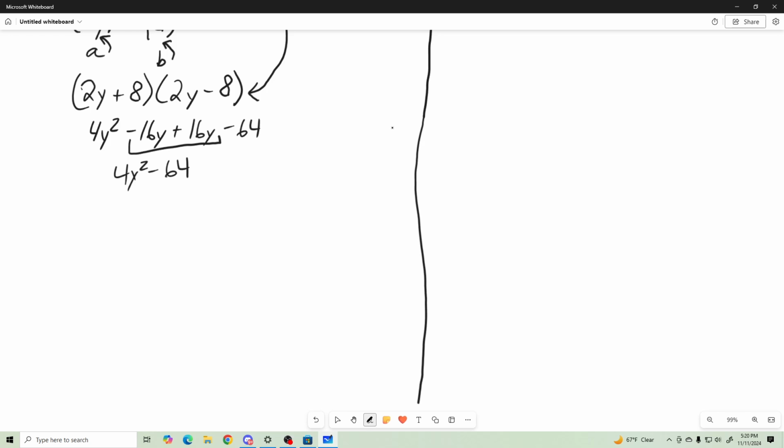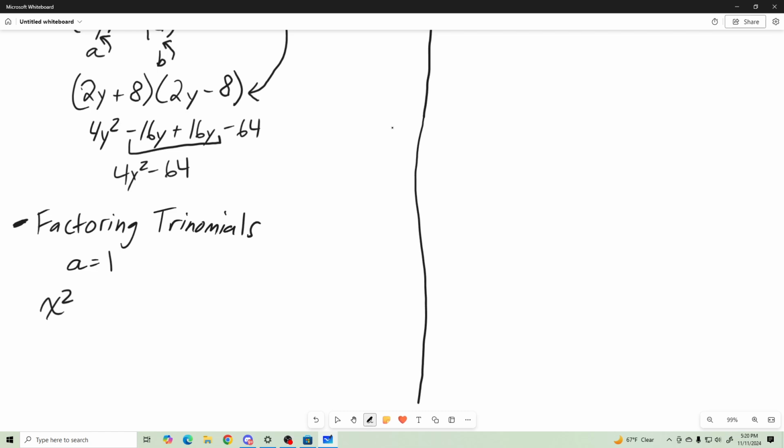Okay, next is going to be factoring trinomials. All right, factoring trinomials. So let's go ahead and start off with something pretty straightforward. The first ones are going to be when a equals 1, which are definitely the easier of the two.